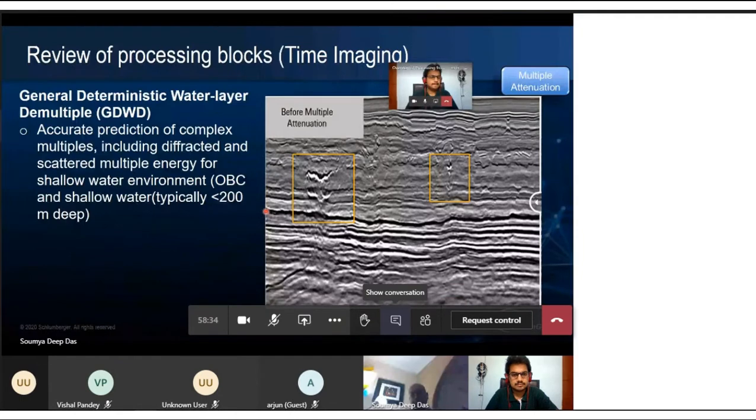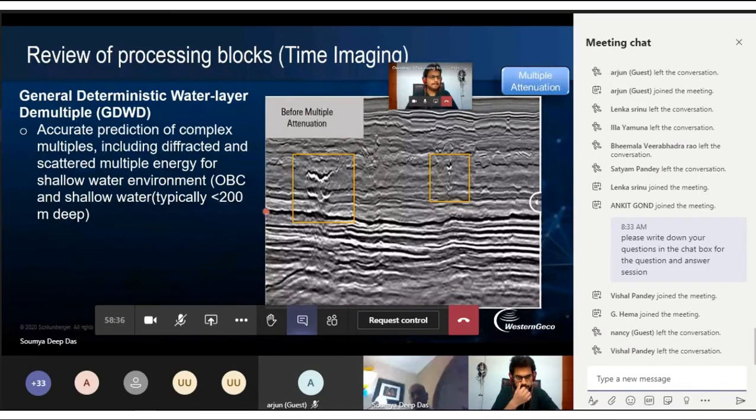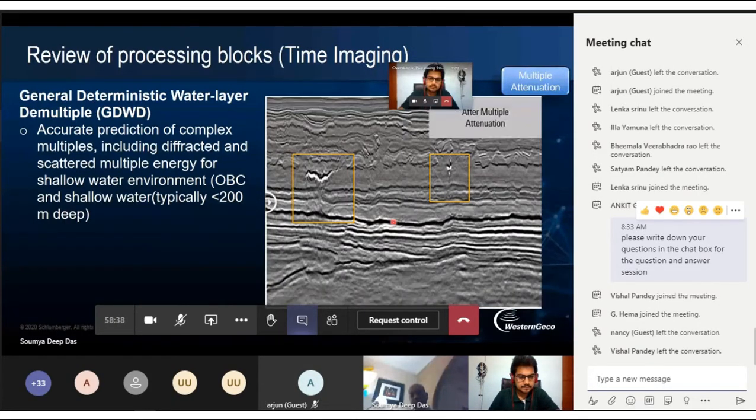A 3D ADD has been applied. So you see a very sharp wavelet and the broadband processing. The peaks are pretty strong and the side lobes or the ghosts are not there.